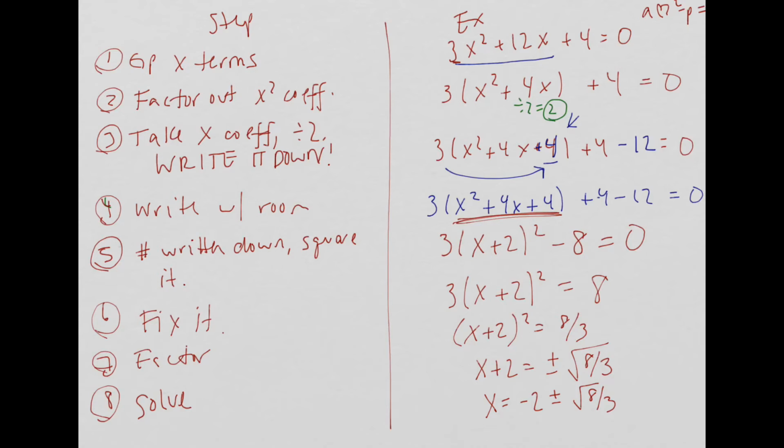So I get negative 2 plus or minus the square root of 8/3. So it's either going to be negative 2 plus the square root of 8/3 or negative 2 minus the square root of 8/3. Those are going to be your 2 options. But this is my solution.